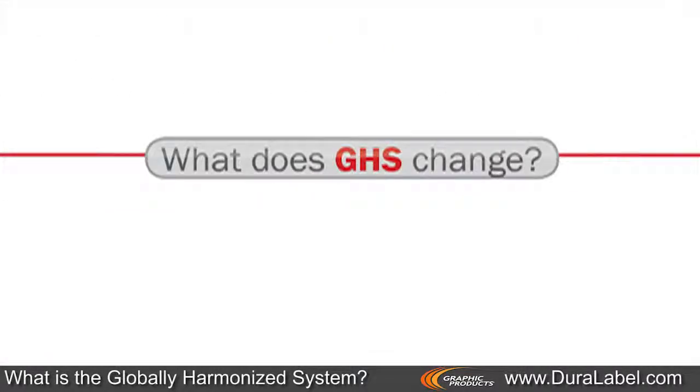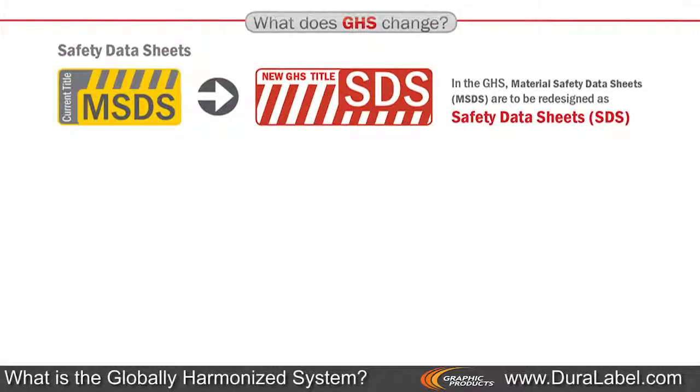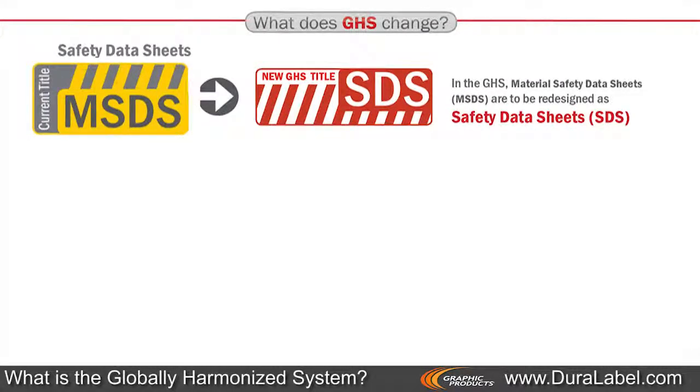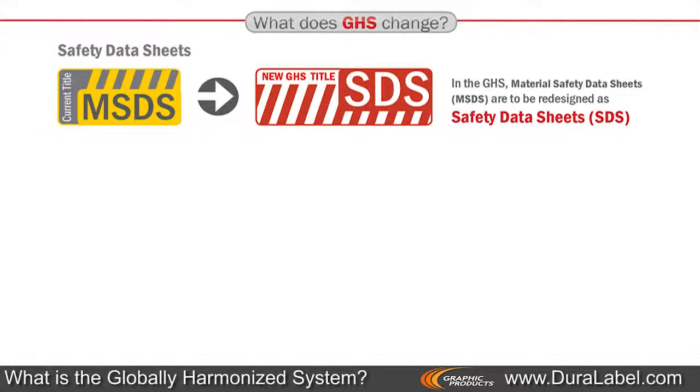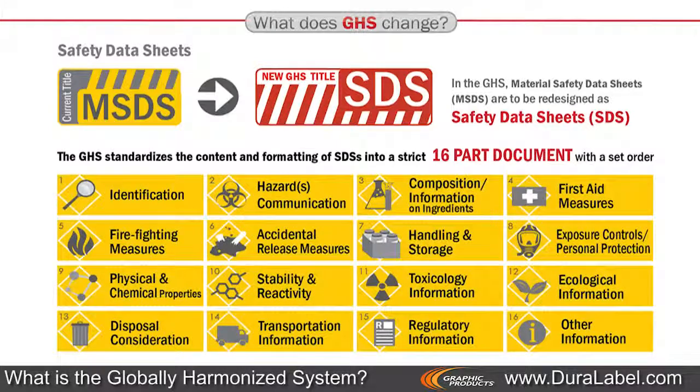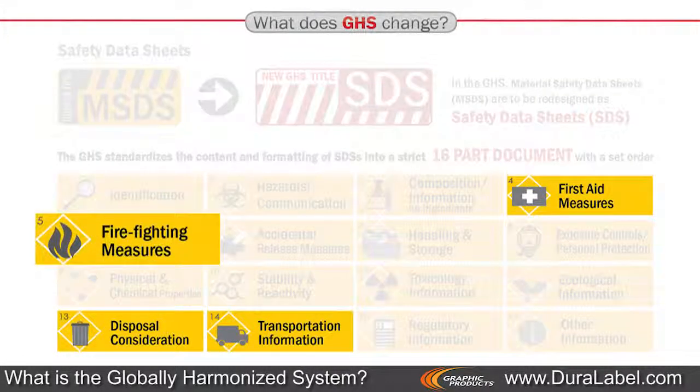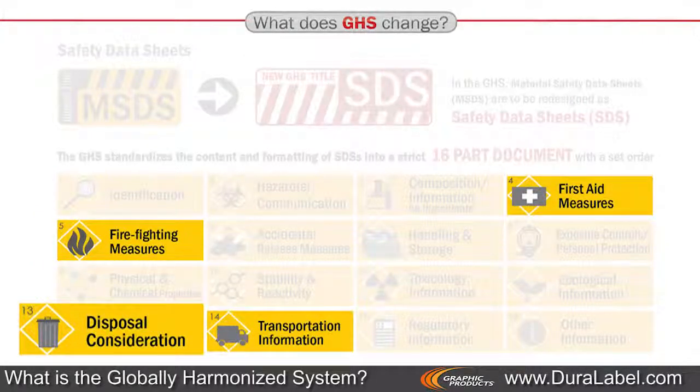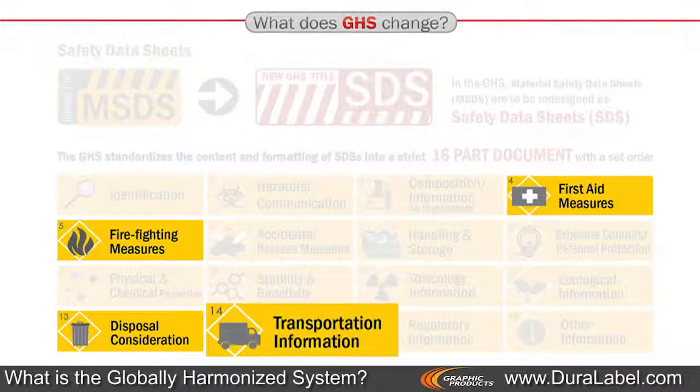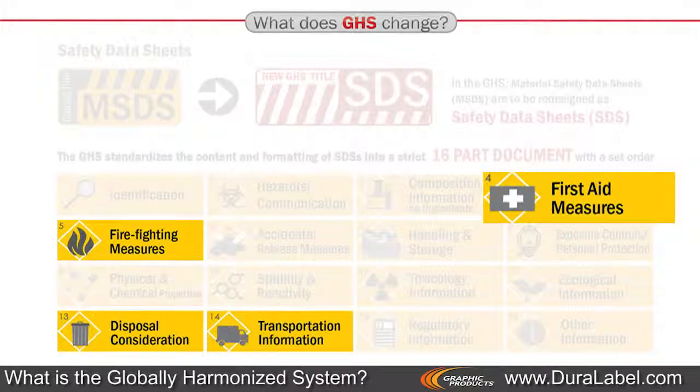What does GHS change? In the GHS, material safety data sheets are to be redesigned as safety data sheets, also known as SDSs. The GHS standardizes the content and formatting of SDSs into a strict 16-part document with a set order. Some examples are firefighting measures, disposal consideration, transportation information, and first aid measures.